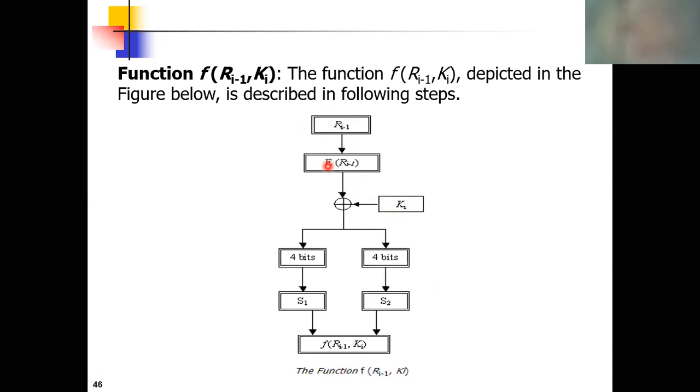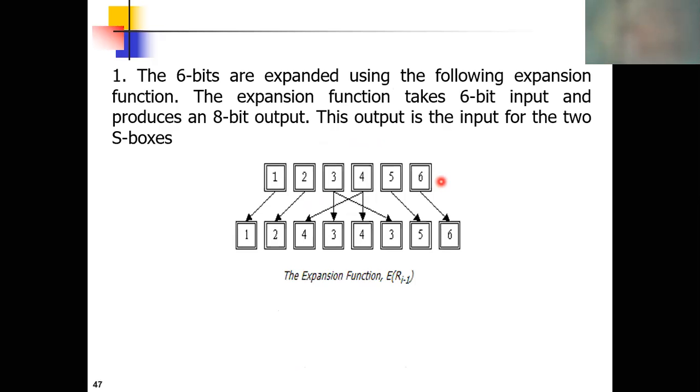There we can apply an expansion that basically adds 2 extra bits into Ri, because Ri is of 6 bits. The expansion converts 6 bits into 8 bits in order to perform the XOR operation with Ki. Ki means a key for each round. So here you can see 1, 2, 3, 4, 5, 6, and these 6 are mapped onto 8 bits.